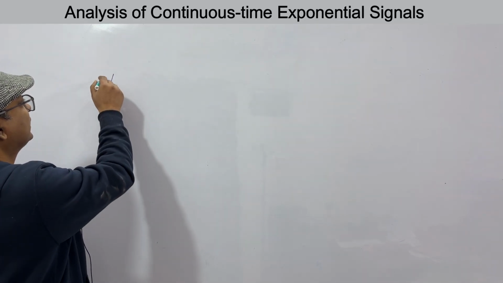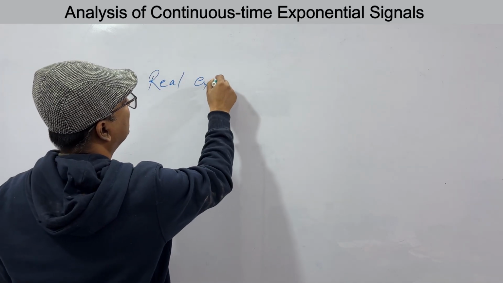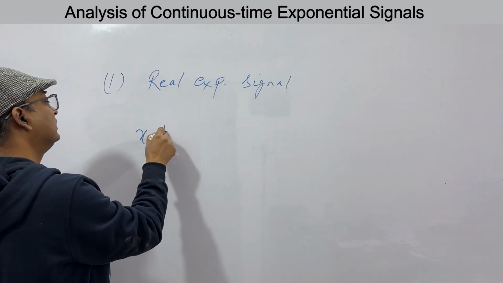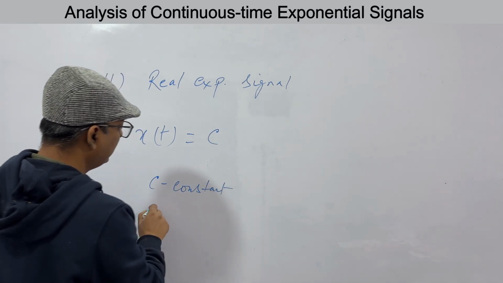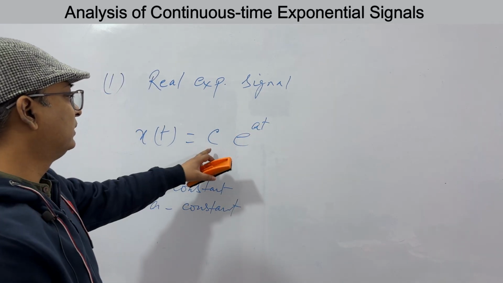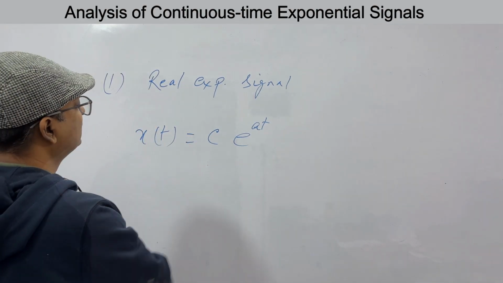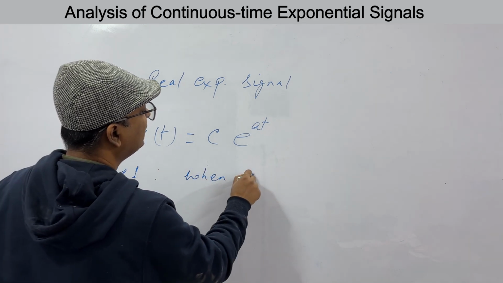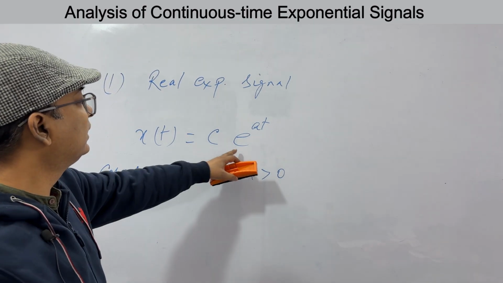Let's see the first topic. That is when we have a real exponential signal or function. That is, in this x(t), c is a constant, and a is a constant. Now both of these variables are actually constants. So we have three cases. Case 1 is when a is greater than 0. What if a is greater than 0? Then this is an exponential function.